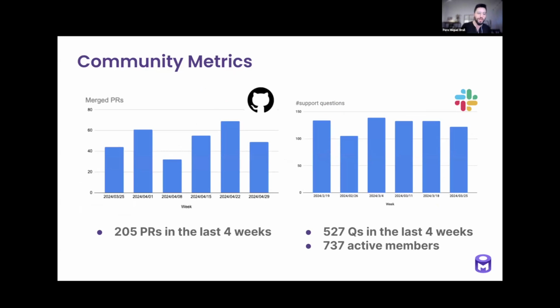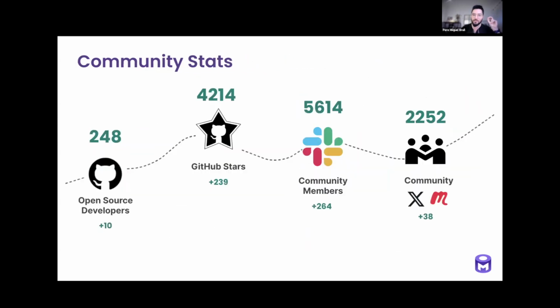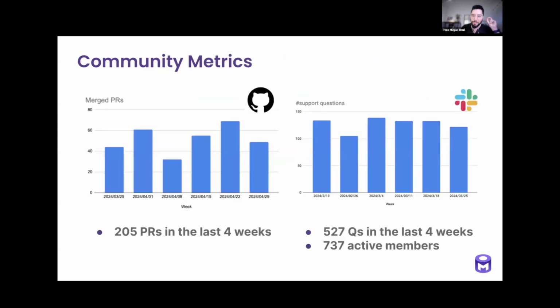Just to show you a few numbers here, only in the last 4 weeks, we merged more than 200 PRs. And in terms of the Slack activity, more than 500 questions only in the last 4 weeks. And we've seen more than 700 active members. So from these 5,000 that we were showing before, a bunch of them are day in, day out asking questions and contributing to the community on all of these questions.